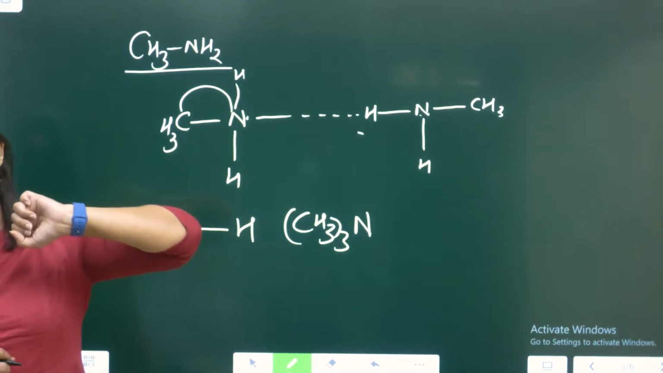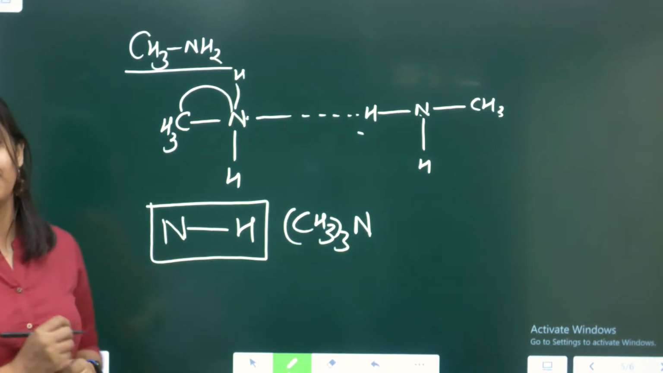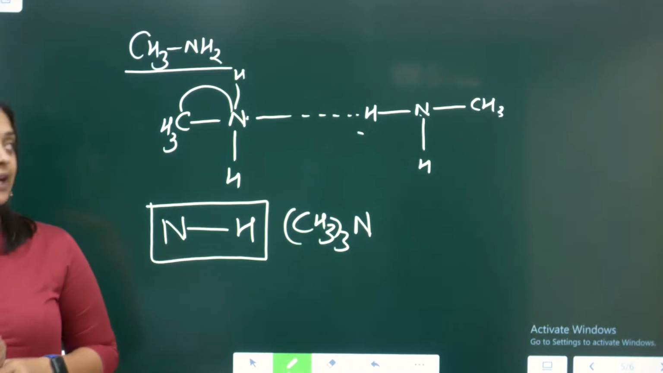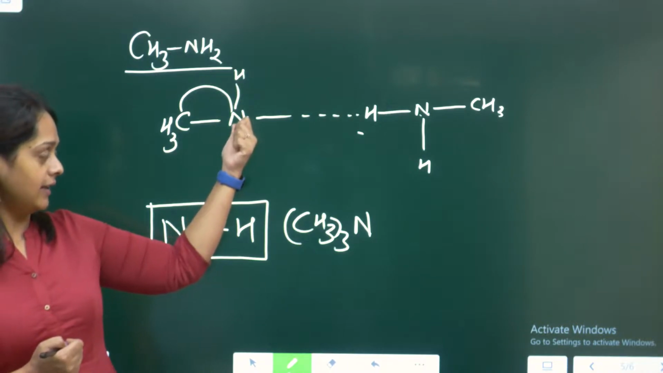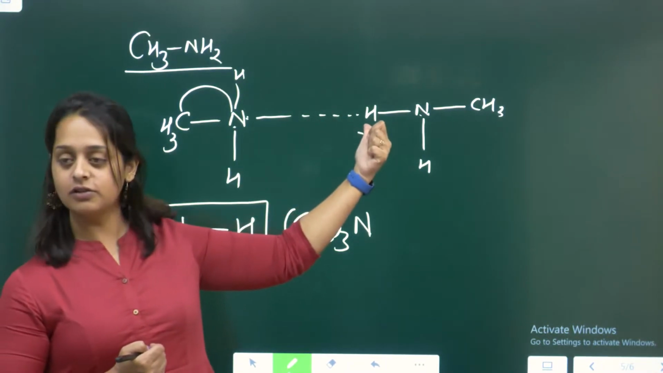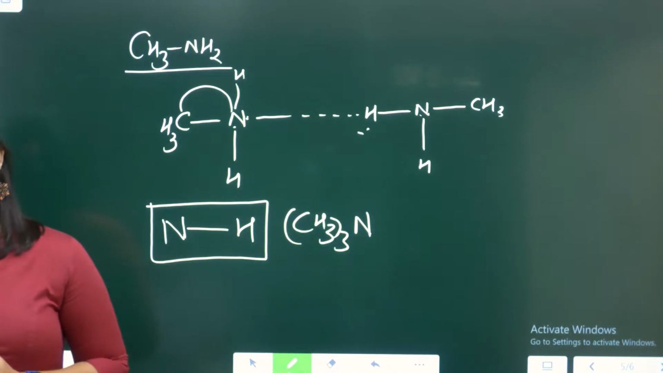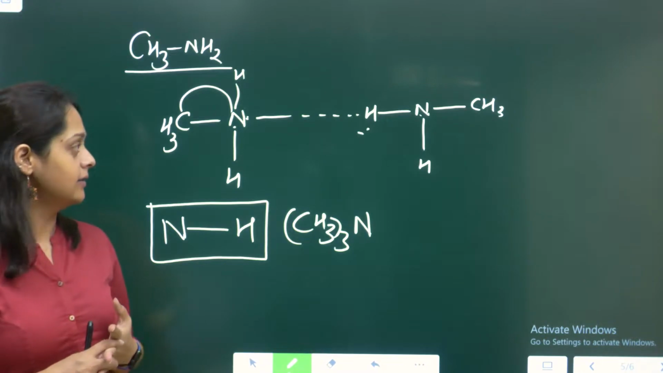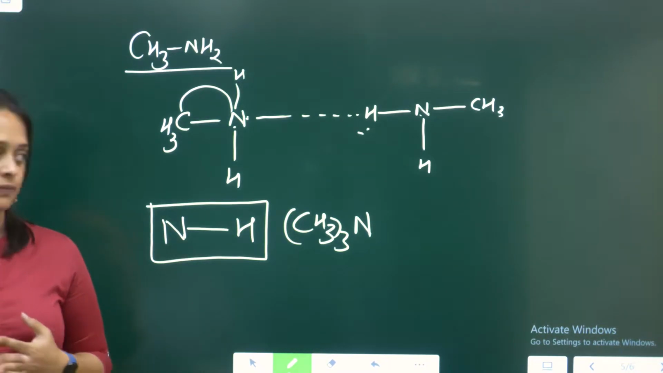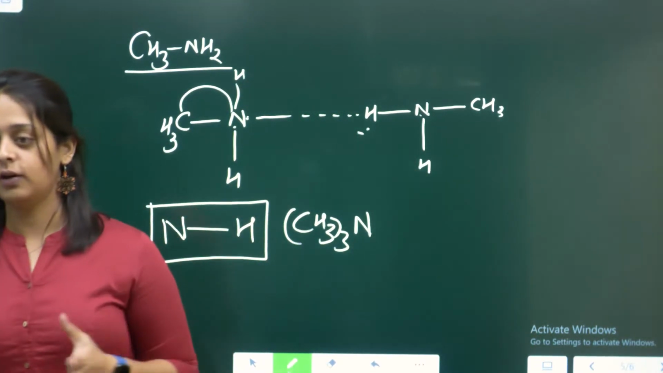Is it clear? So when I say the presence of NH is necessary for representing hydrogen bonding, I mean that the nitrogen will interact with the hydrogen of the corresponding NH bond present in the adjacent molecule. Now clear? Yes, Karan, is it clear? Yes, ma'am. Fine.